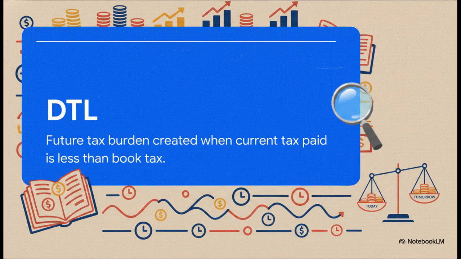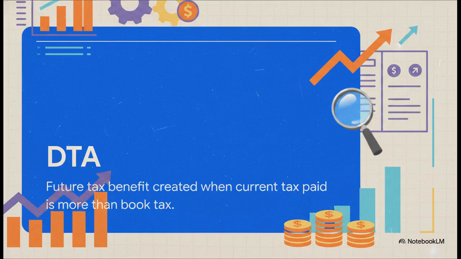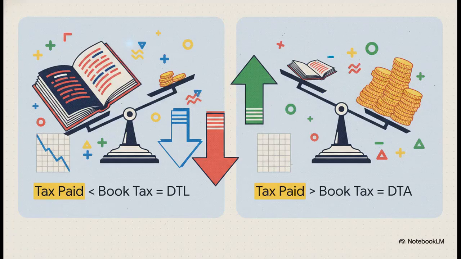So if your income tax is lower than your book tax today, you'll owe more tomorrow. Conversely, paying way more tax today than your books require actually secures a future tax benefit. Memorize this simple rule to instantly figure out if you're looking at an asset or a liability.